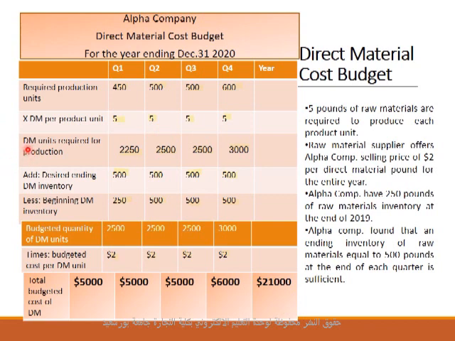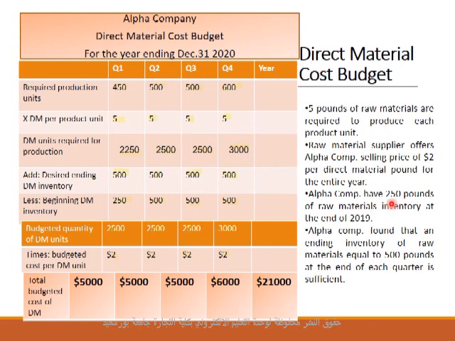This is to obtain direct material units required for production. Direct material units required for production is 2,250 pounds in the first quarter, 2,500 pounds in the second quarter, 2,500 pounds in the third quarter, and 3,000 pounds in the last quarter. Then, desired ending direct material inventory should be added, and beginning direct material inventory should be subtracted to obtain budgeted quantity of direct material units. Let's read the information we have over here.